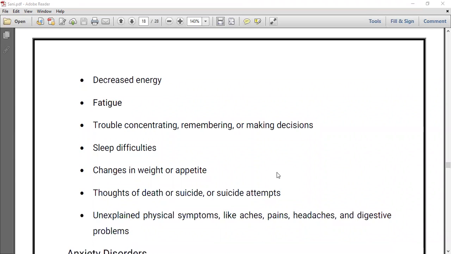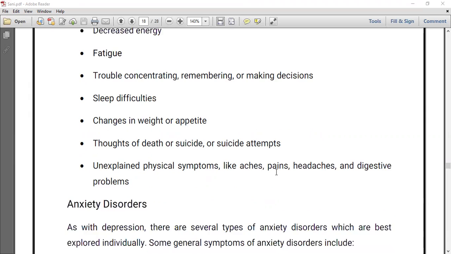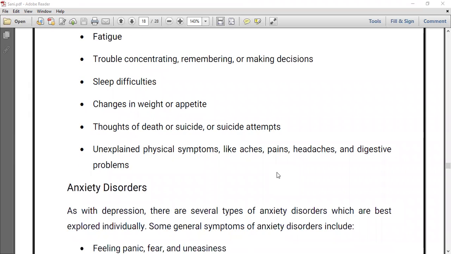Seventh one is fatigue. Eighth one is trouble concentrating, remembering and making decisions. Ninth one is sleep difficulties. Tenth is change in weight or appetite, thoughts of death or suicide attempts, unexplained physical symptoms like aches, pains, headache, and digestive problems. It means that depression causes these symptoms when these occur.